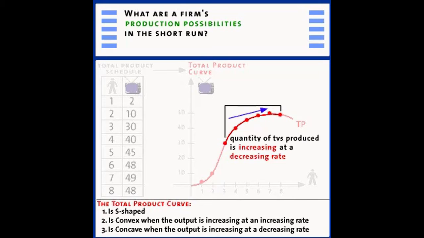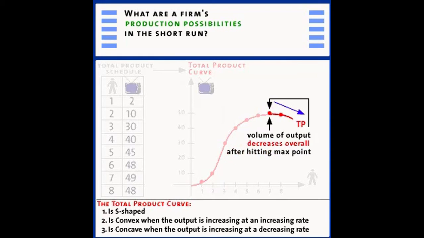If we hire too many workers, that is beyond a certain point, the total quantity of televisions produced actually begins to shrink. That is, if we go from 7 workers to 8 workers, the volume of televisions that we ship out the door actually begins to contract. Now, this requires some explanation.